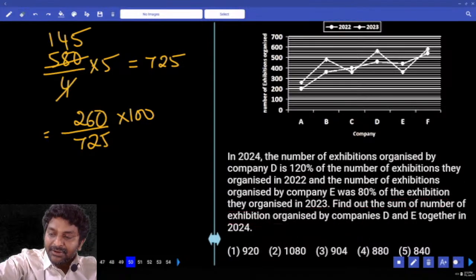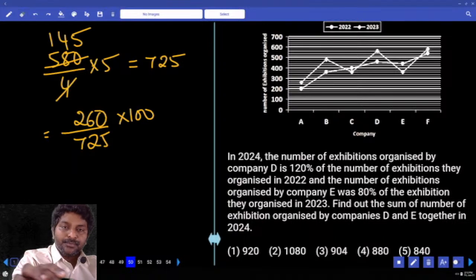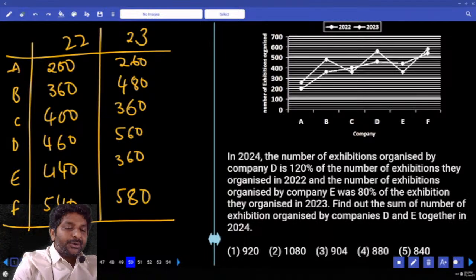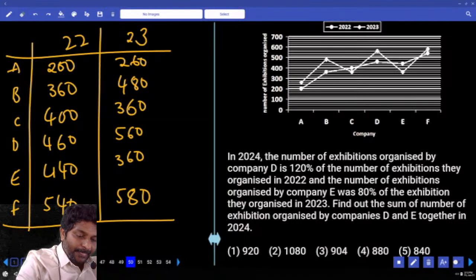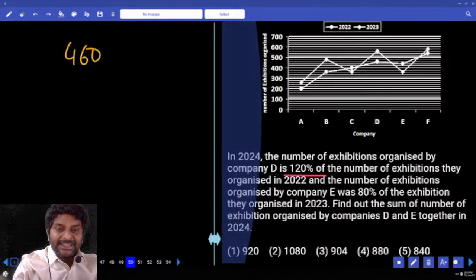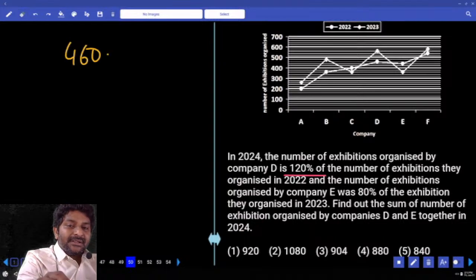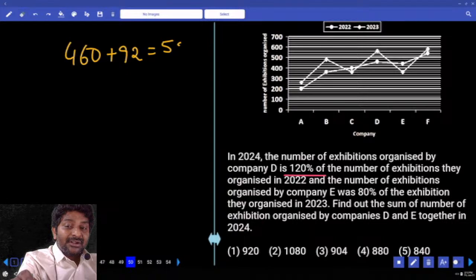In 2024, the number of exhibitions organized by Company D is 120% of the number of exhibitions they organized in 2022. In 2022, D organized 4. And in 2024, it is 120% of it, meaning we have to increase the value by 20%, which is equal to 92 increase, which is equal to 552. Correct?